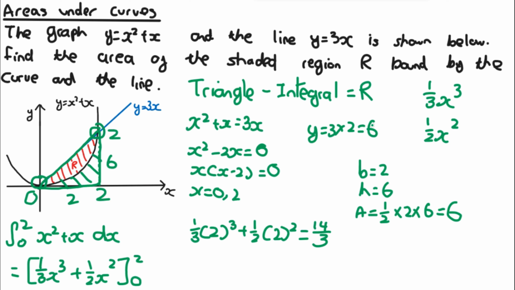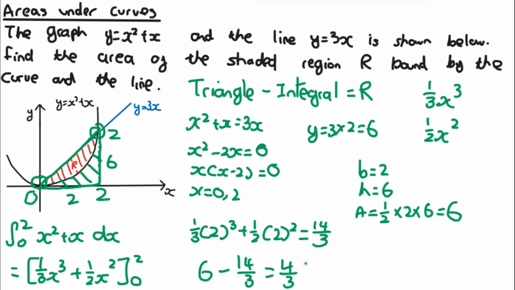So the region R, the whole area, is going to be 6, because that's a triangle, minus the integral, 14 over 3. And if you put that into a calculator, that is equal to 4 over 3.